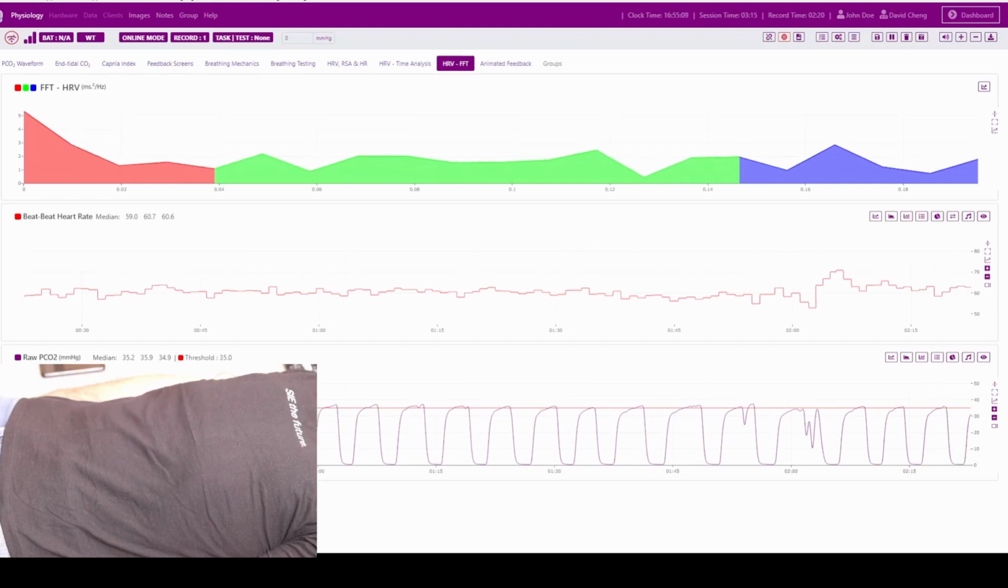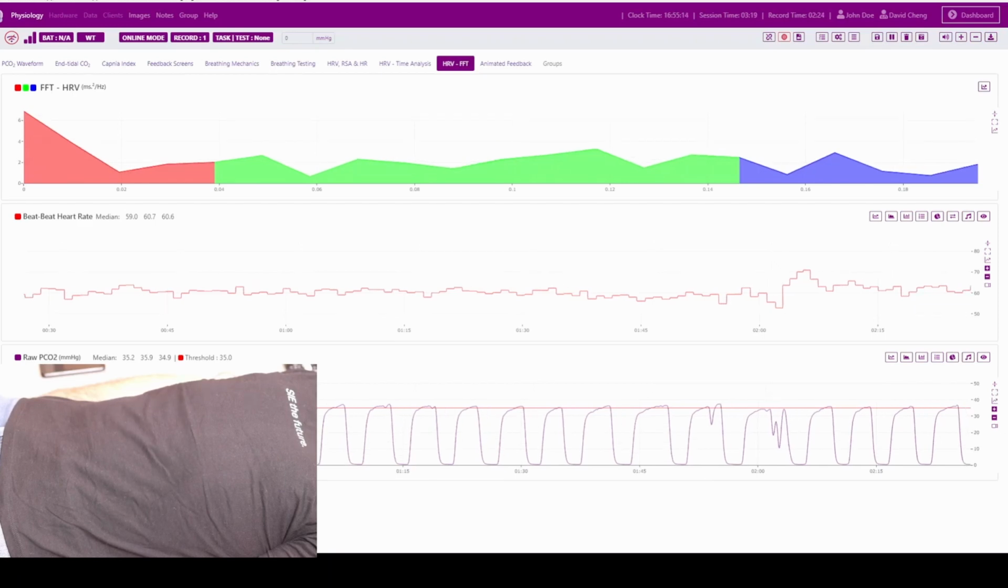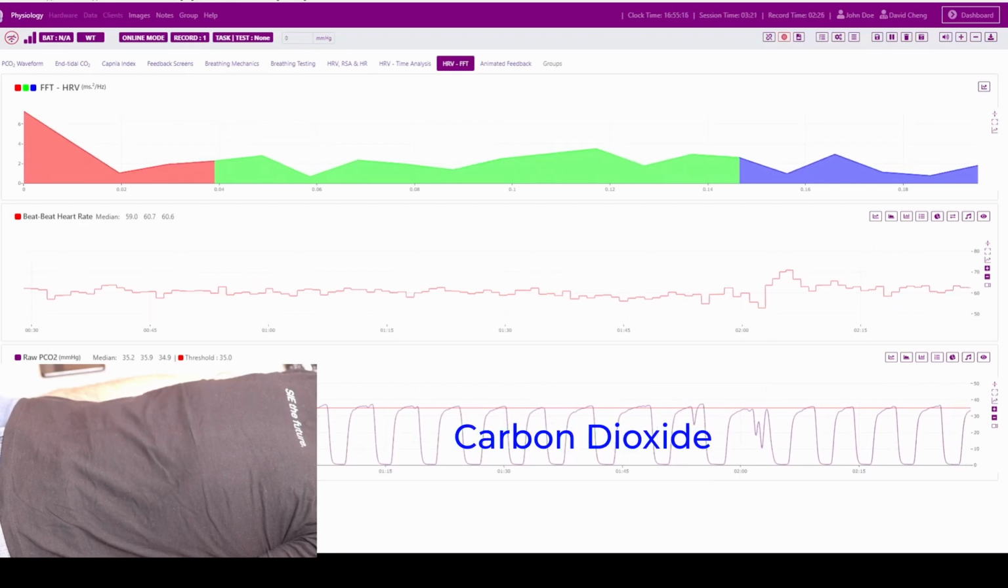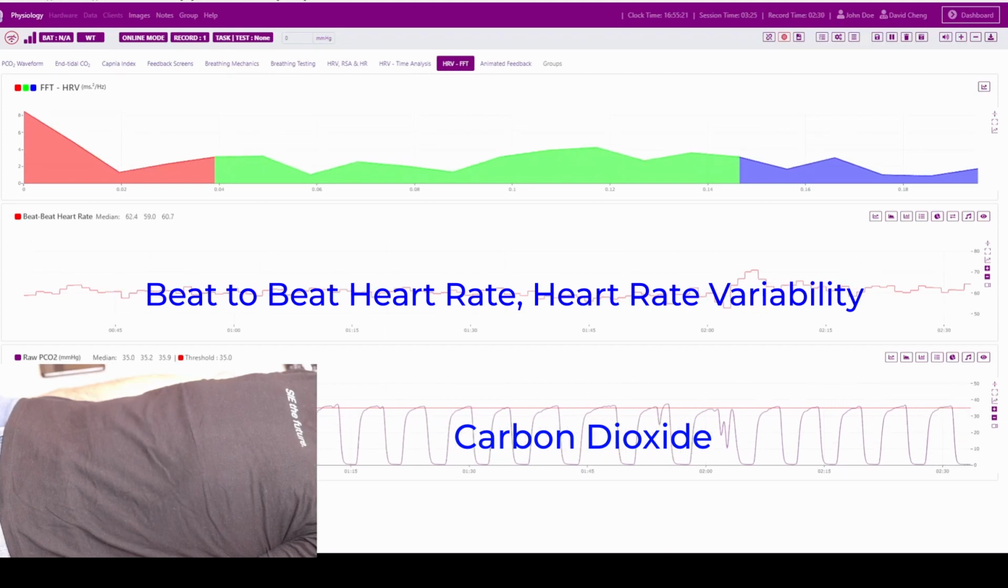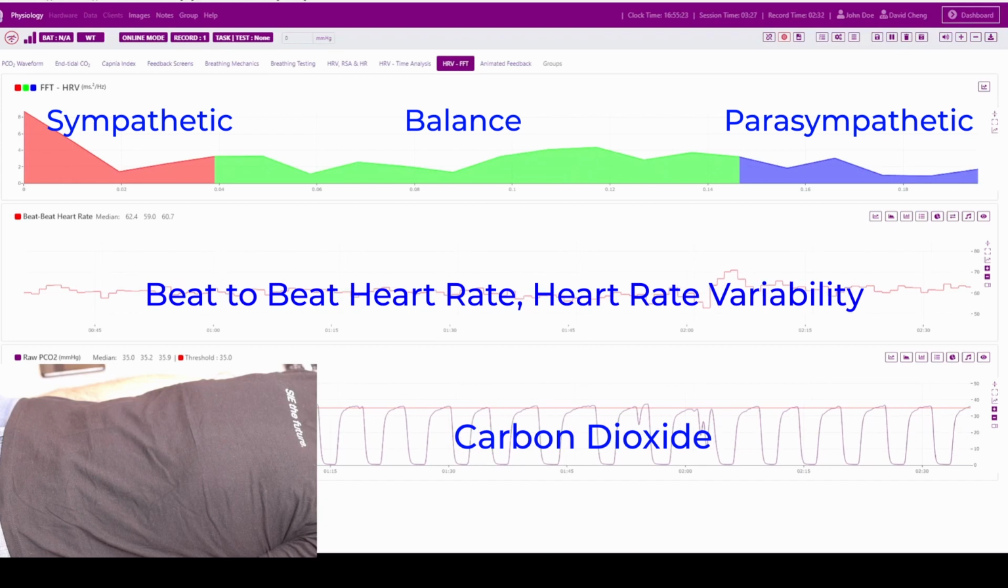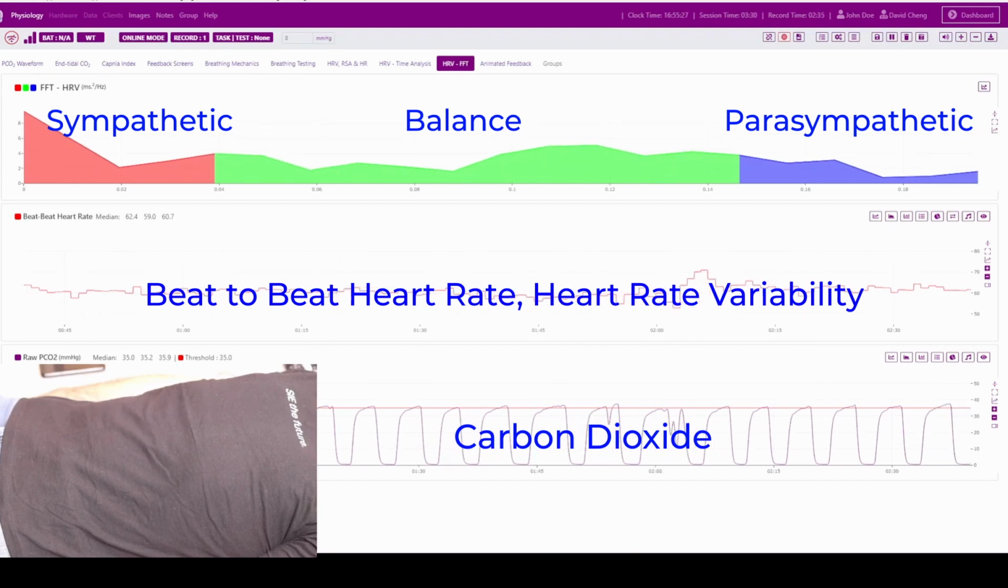The screen itself, if you look at the screen, has three rows. The bottom row is representing your carbon dioxide level. The middle row representing the beat-to-beat heart rate or the heart rate variability. And the top row is representing the balance between your sympathetic and parasympathetic nervous system.